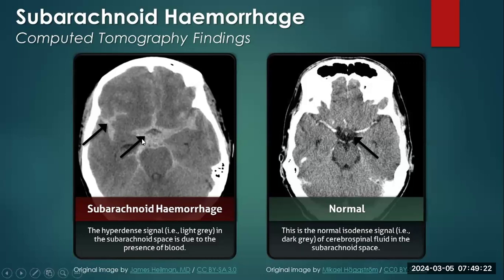You can appreciate this appearance, texture or picture here, as opposed to what we have in normal. Here you can notice that these are dark isodense areas, which is cerebrospinal fluid. But for a patient who has subarachnoid hemorrhage, we won't be able to appreciate the cerebrospinal fluid. What will be prominent will be the bleed, which will come out as hyperdense.